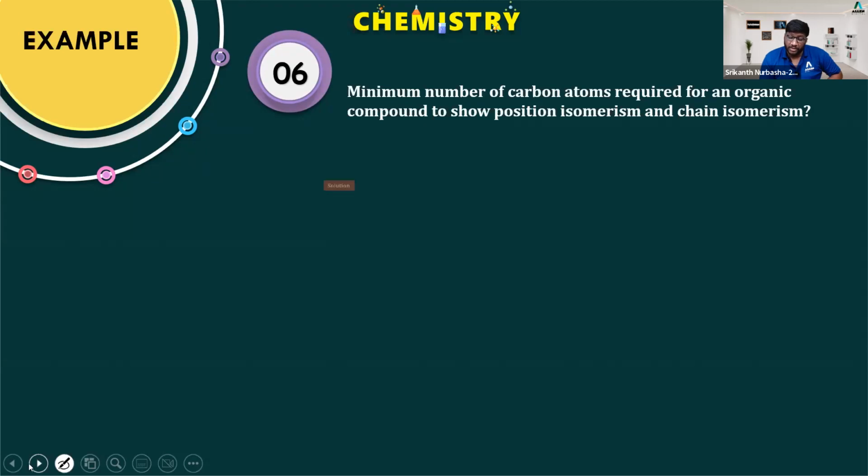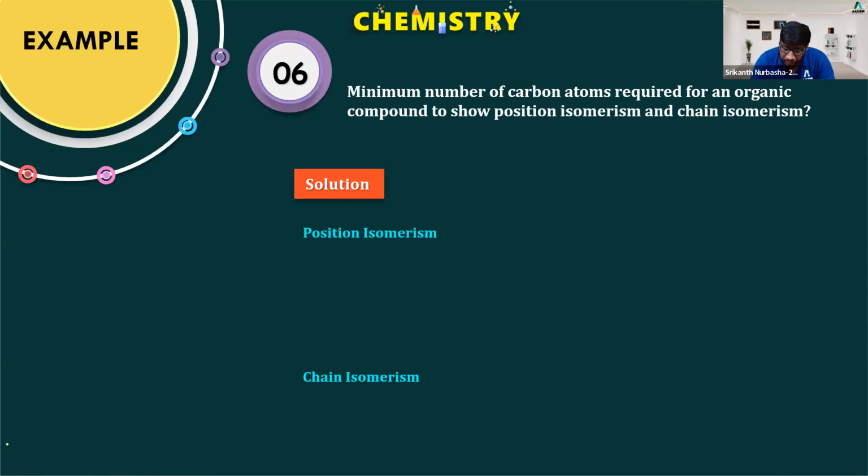Minimum number of carbon atoms required for an organic compound to show chain isomerism and positional isomerism, we have actually listed out for alkanes. So this example is just listing out all of them. So for alkane, how many are required? You can just list them out.